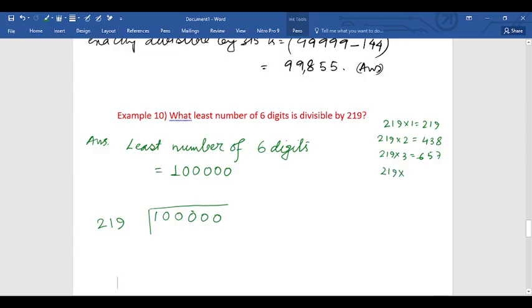219 into 4 is 876. 219 into 5 is 1095. Now 1095 is greater than 1000, so we will go with 4 and it says 876. Okay, 4 2 1, this is 0.